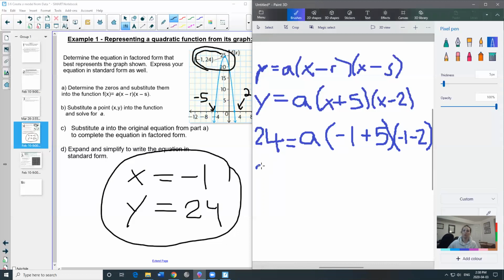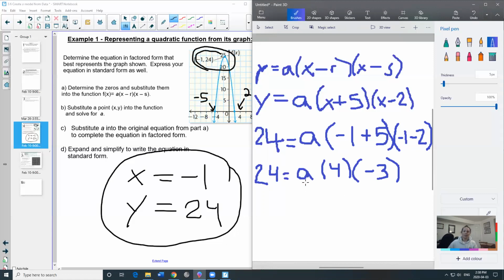So this 24, I'm not doing anything to it. I'm just going to copy it down. Here it is. I don't know about my a yet. I'm going to leave it. I'll get to it eventually. Now, negative 1 plus 5, that's 4. I'm keeping my brackets, okay? Negative 1 minus 2, that's negative 3. Okay, looks a little bit better.